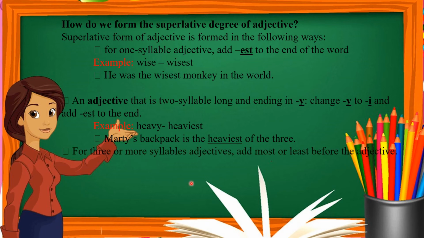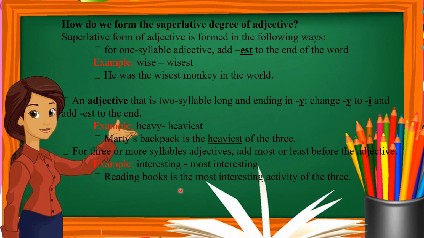Okay, another. For adjectives of three or more syllables, add more or less before the adjective. More or less for the comparative, most or least for the adjective in the superlative form, in the superlative degree. Example here: interesting, most interesting. Yes, more for comparative, most for superlative form.